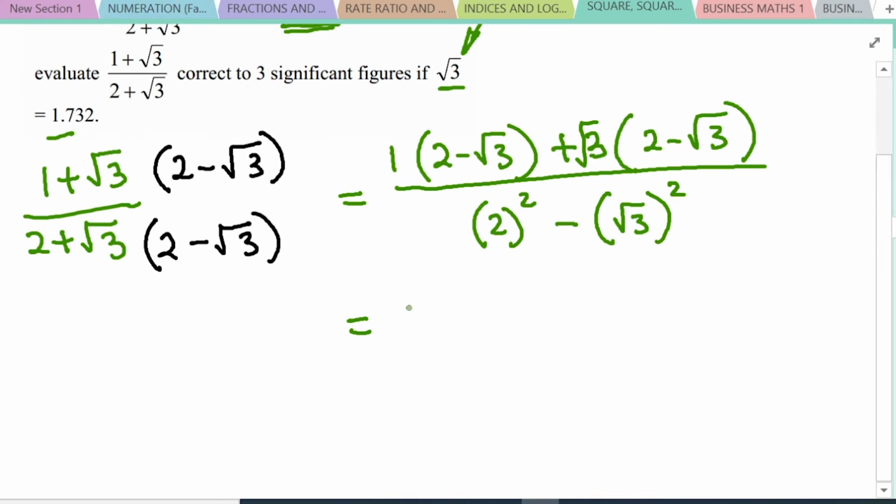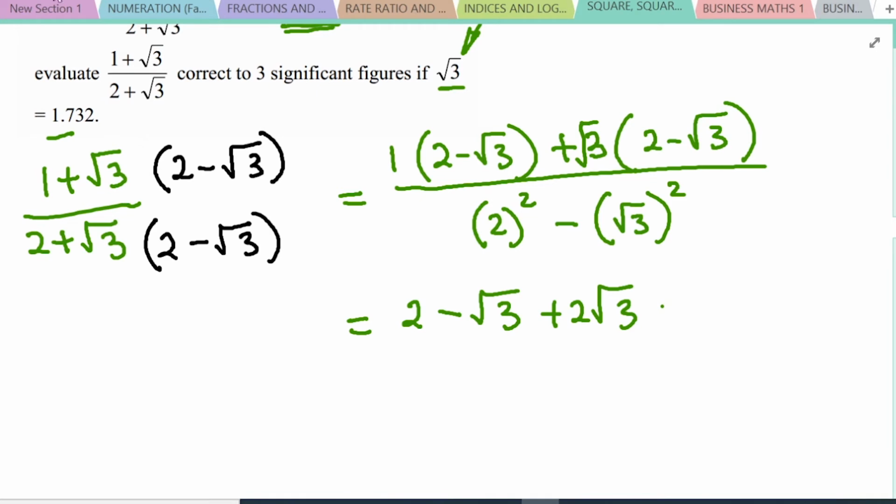This is going to be, we open brackets. This is 1 times 2 is 2. 1 times negative root of 3, that is negative root 3. Then root 3 times 2 is plus 2 root 3. Then root 3 times this times that, it's going to be, well, again, when you multiply two numbers that are roots, you get that very number.